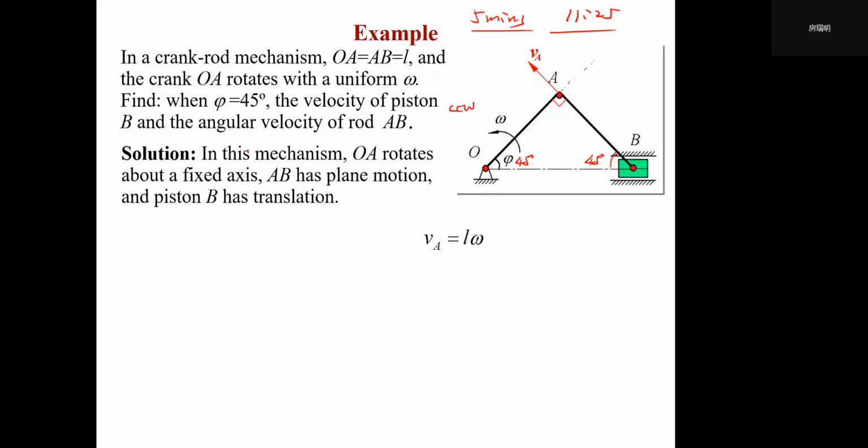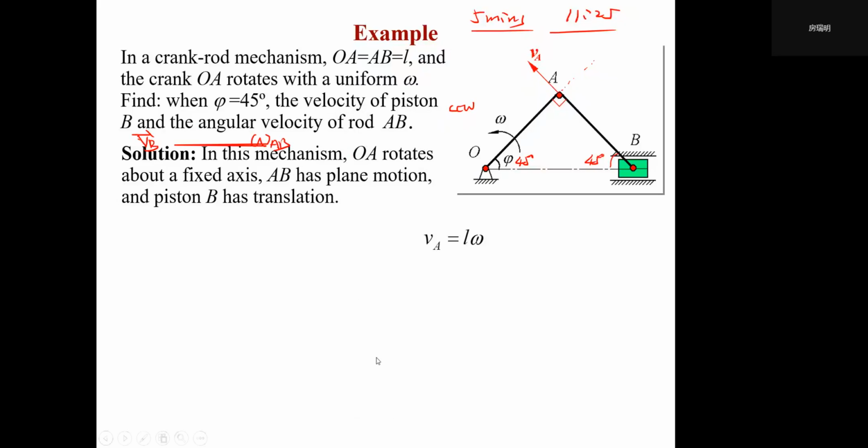Then we are going to use the method we have learned to find the answer. The first is the velocity of piston B, that is we try to find VB, and the angular velocity of rod AB, that is omega AB. So actually we can use different methods to find the answer. Let's do it one by one.